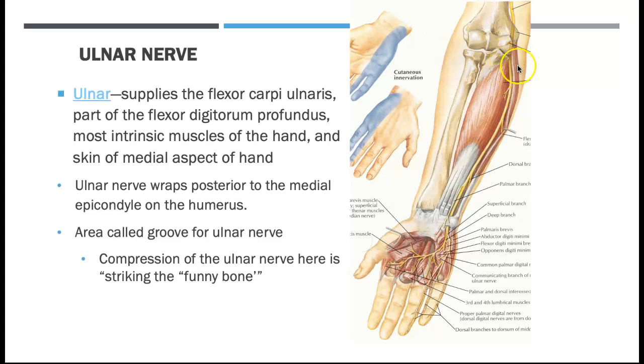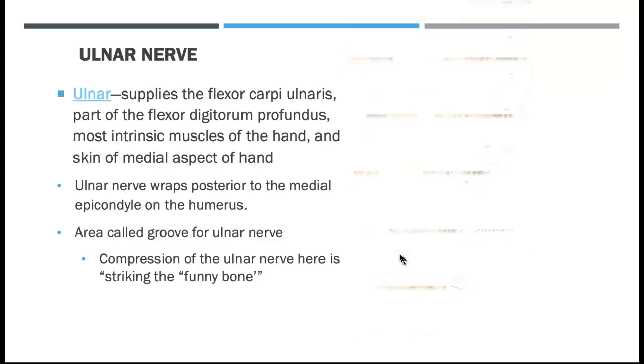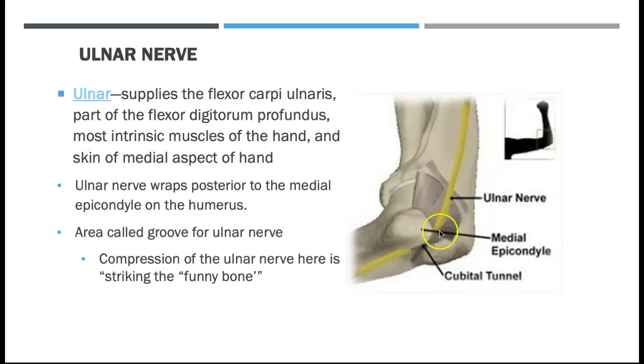And here it is deep to the flexor carpi ulnaris muscle, and it's giving off branches to the flexor digitorum profundus muscle and supplying these intrinsic hand muscles. And there is its route going posterior to the medial epicondyle.